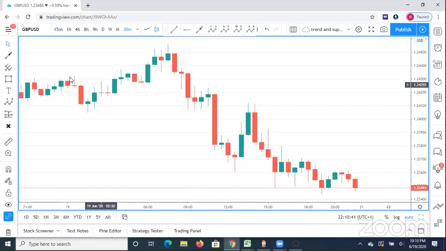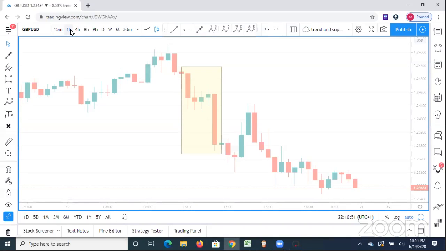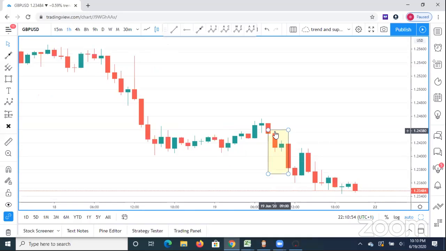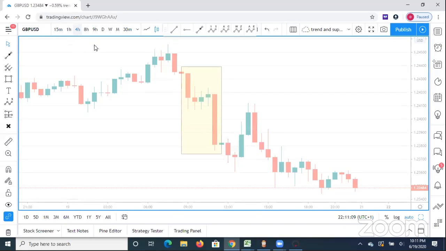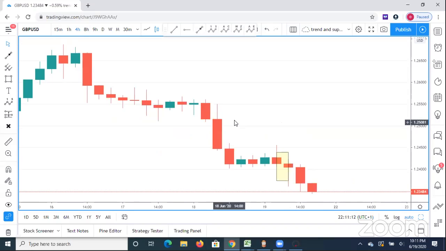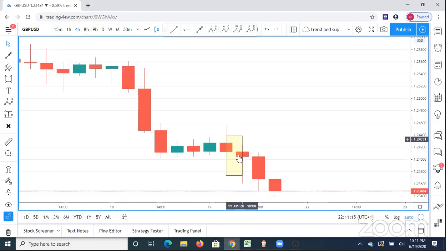If I box out everything here and I go down to 1 hour, you won't see any bullish candle, right? In this point here. These two bullish candles showed up, but let's go to, let's say, 4 hours. You won't see any bullish candle inside that spot. So that was a pullback inside the 4 hours, right?